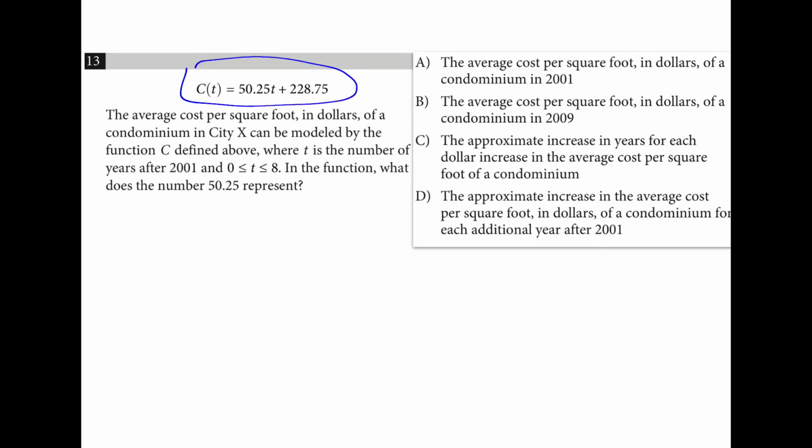This is the equation for the average cost per square foot of a condominium in a particular city after a particular year. So this tells you the price at that year, and each year that goes by, the price per square foot goes up, because this is in the slope spot, not the intercept spot. So we're looking for an average cost increase per year. Increase per year.